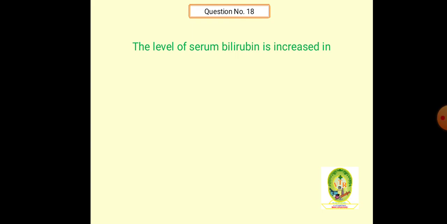The level of serum bilirubin is increased in. Options are A. Cancer, B. Hepatitis, C. Anemia, D. All of this. Right answer is B.